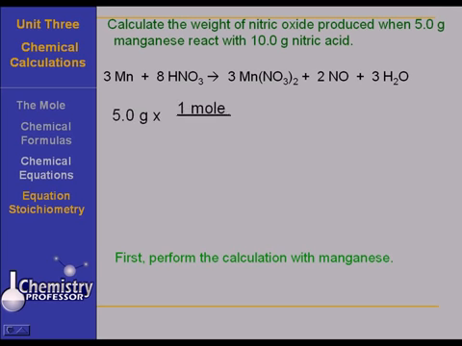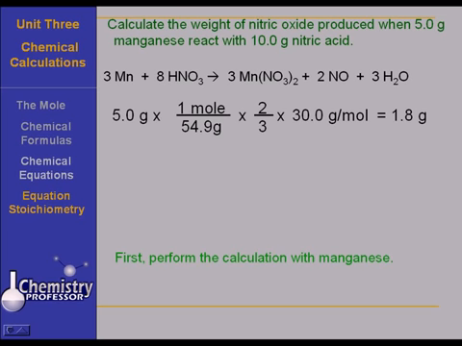5 grams times 1 mole of manganese over 54.9 grams per mole times a 2 to 3 mole ratio. That's 2 in front of the NO over 3 in front of the Mn. Remember, it's what you're looking for over what you've got. If you don't know that, go back and look at a unit on mole-to-mole ratios. Times 30 grams per mole, that is the molecular weight of nitric oxide. And that would give us 1.8 grams of nitric oxide produced if and only if manganese is the limiting reagent.